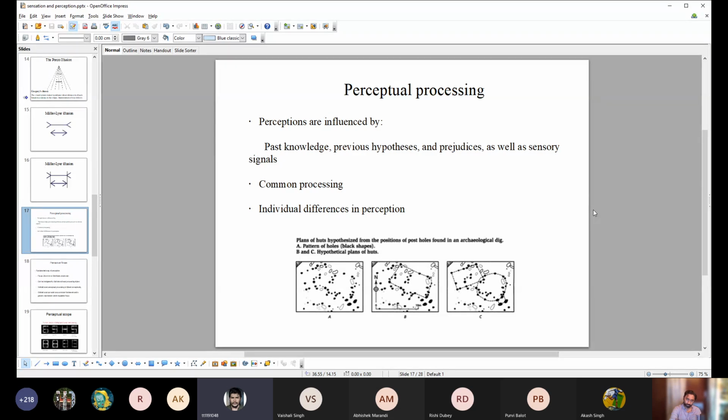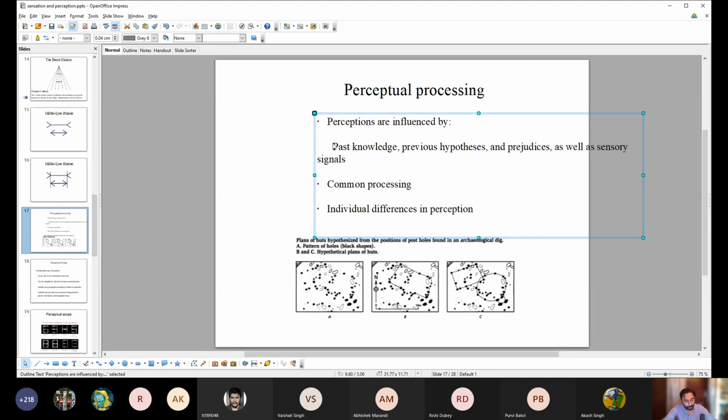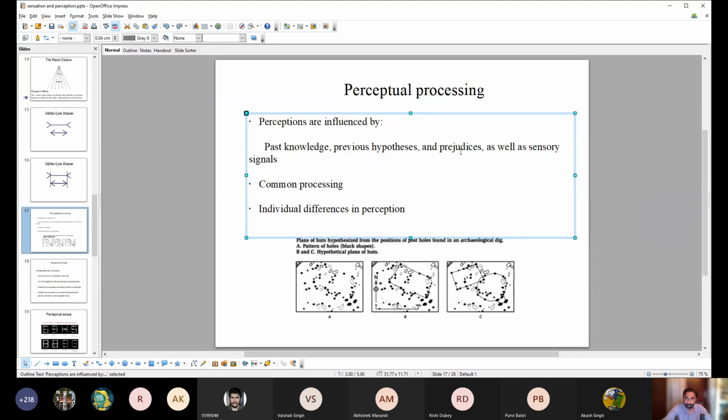That made me think that this could be some circular hut, and that could be some rectangular shed for some animals. So yeah, fantastic, this is part of past knowledge. I would not call this a prejudice, because you have valid reasons to use your previous experience or past knowledge and apply that to the current problem that you're solving. So we know that perceptions are influenced by past knowledge, previous hypotheses, and the other thing is prejudice.